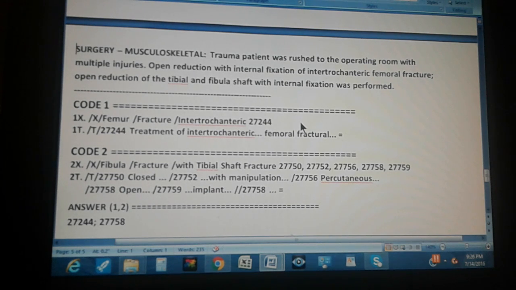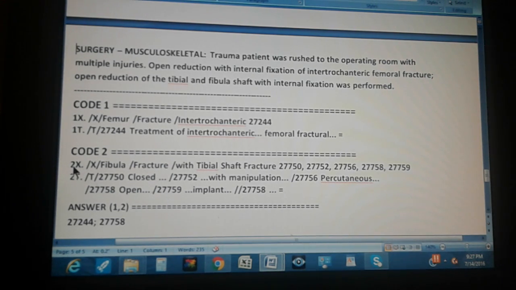So the code 1 through the tabular is checked like this. First you go to the tabular. Then you go to 27244. Since you found only 1 code in the index, go to that code and read. What does it say? Treatment of intertrochanteric femoral fracture, which is exactly what we need for the first part. That's why there's an equal sign there. The equal sign means that we have double checked the first code. Now we're going to do the code number 2.